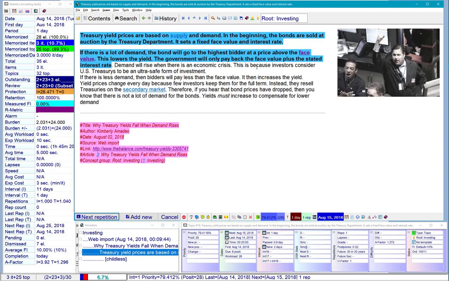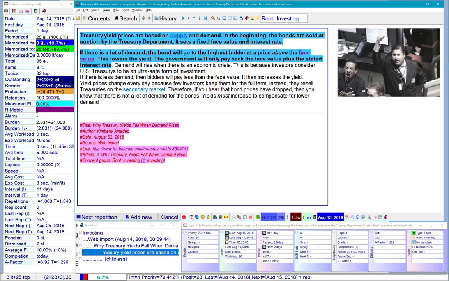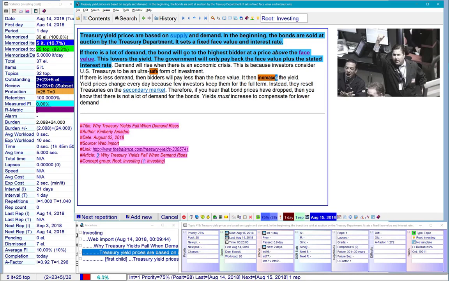Demand will rise when there is an economic crisis. This is because investors consider US treasuries to be ultra safe for an investment. Okay. If there is less demand, then bidders will pay less than the face value, which increases the yield. Slowly starting to understand this.